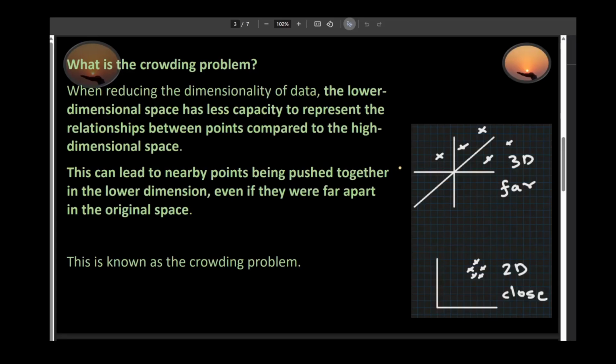So what exactly is the crowding problem? Well, when you reduce the dimensionality of your data, let's say from 3D to 2D, your lower dimensional space has less capacity to represent the relationships between points compared to the high dimensional space. That's because in this instance you only have two degrees of freedom, x and y. In this three-dimensional case, you have three degrees of freedom, this, this, and this. And that's why the points that are far apart in high dimensional space may end up becoming closer in low dimensional space. And this is called the crowding problem.